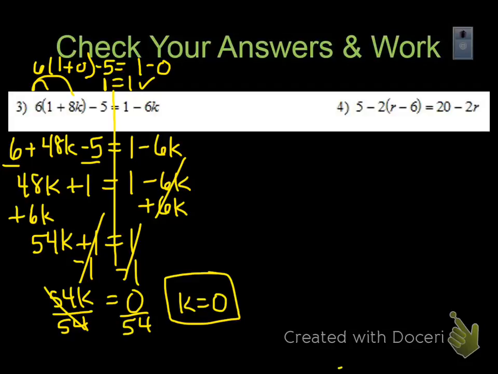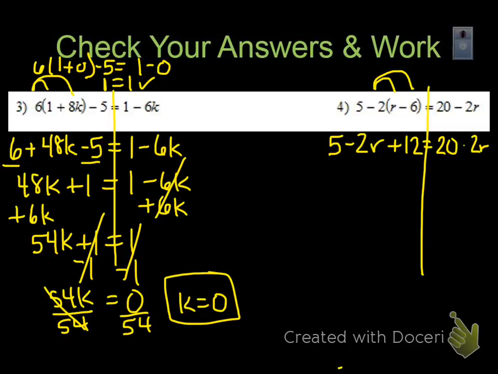All right, our fourth and final problem here before you move on. Go ahead and make sure that you've done these correctly. I'm going to get rid of those parentheses again. So that negative 2 is what's getting distributed to the r and to the negative 6. On the left-hand side here, I have 5 minus 2r plus 12. I have a negative 2 times negative 6, which makes a positive 12. On the right-hand side here, I still have 20 minus 2r.